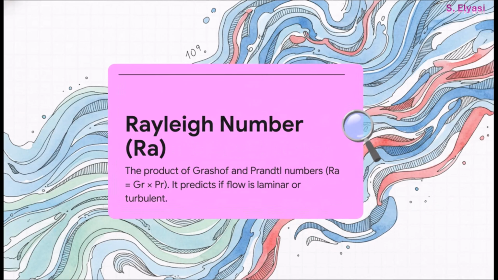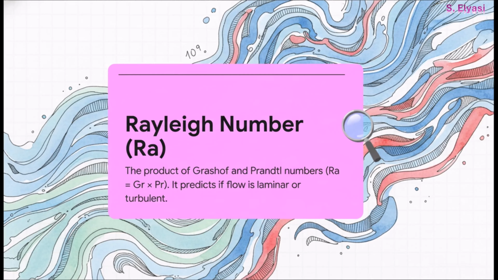So what happens when you put the last two together? You get the Rayleigh number. It's just Grashof times Prandtl. And this number is a game changer. It's the one that tells you what the flow is actually going to look like. Is it going to be nice, smooth, and predictable, which we call laminar?